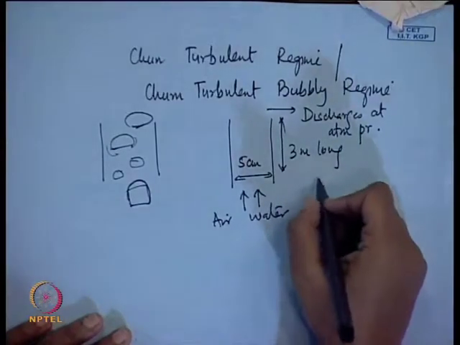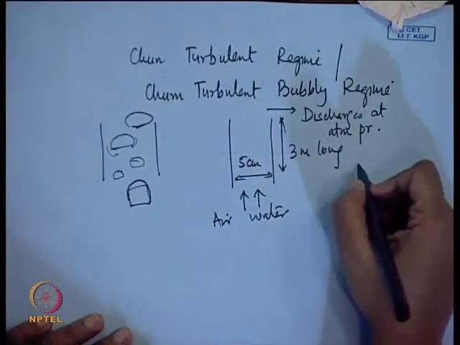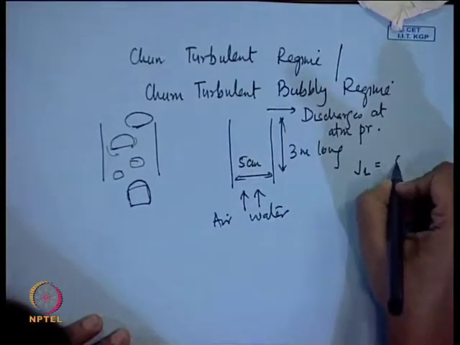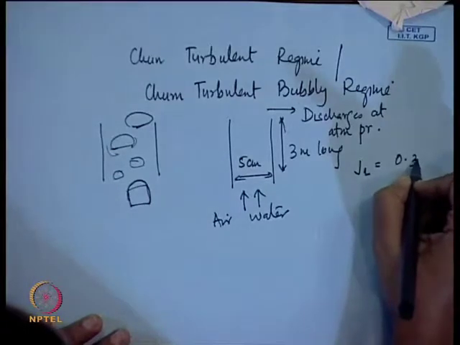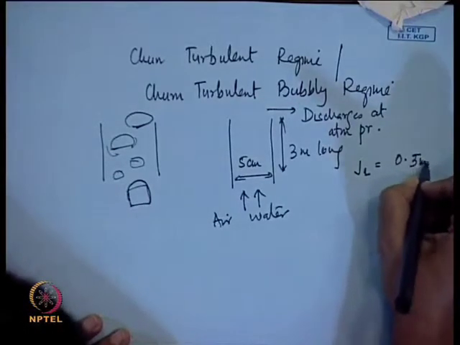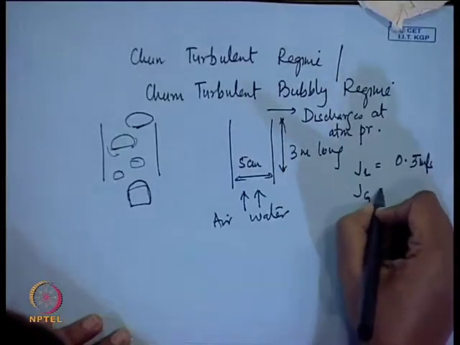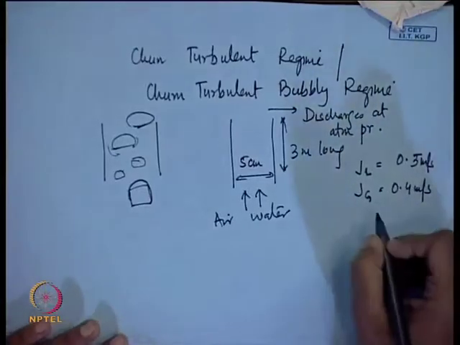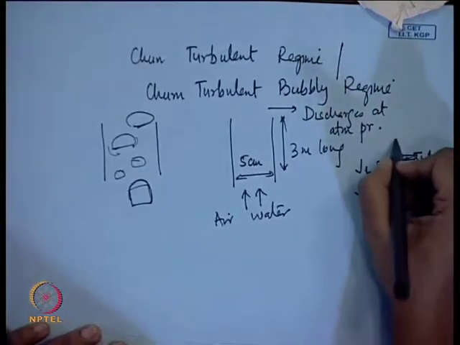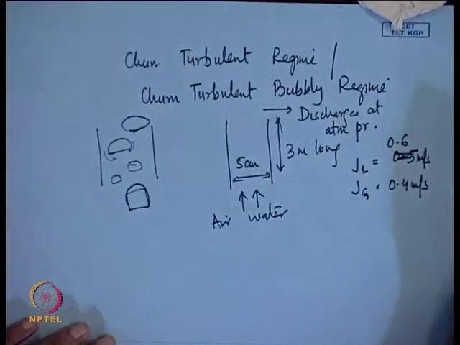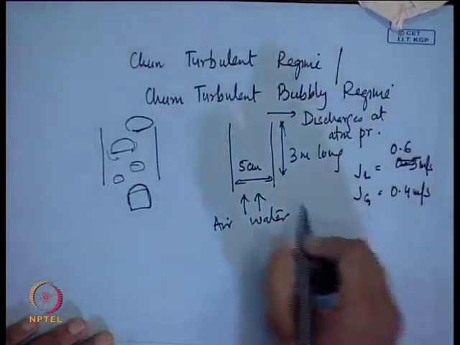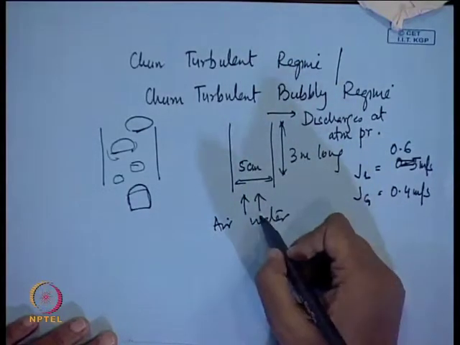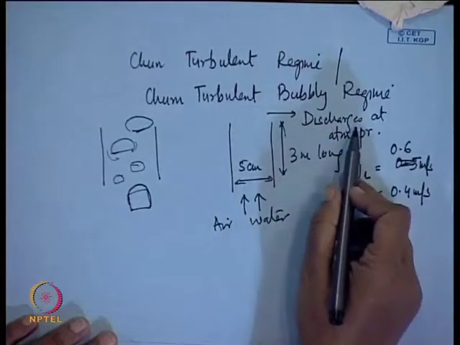Okay. Now, we can assume the inlet flow rates are given, your J L is given as 0.5 meters per second, and J G is given as 0.4 meters per second. Or in other words, J L can be 0.6 meters per second, J G can be 0.4 meters per second. So, we know that through this 5 centimeters diameter, 3 meters long pipe, air and water are introduced and they discharge at atmospheric pressure.